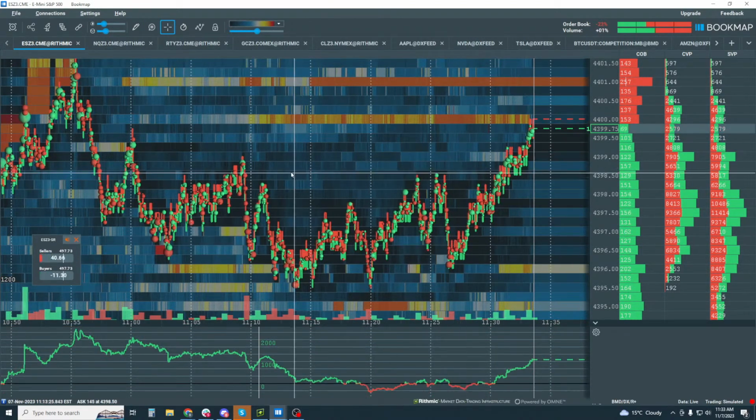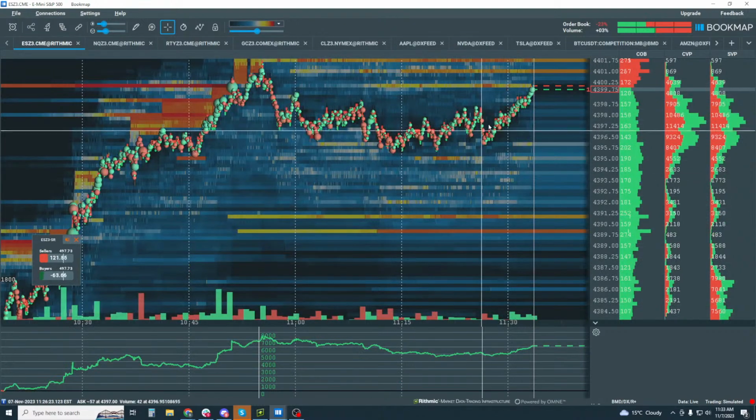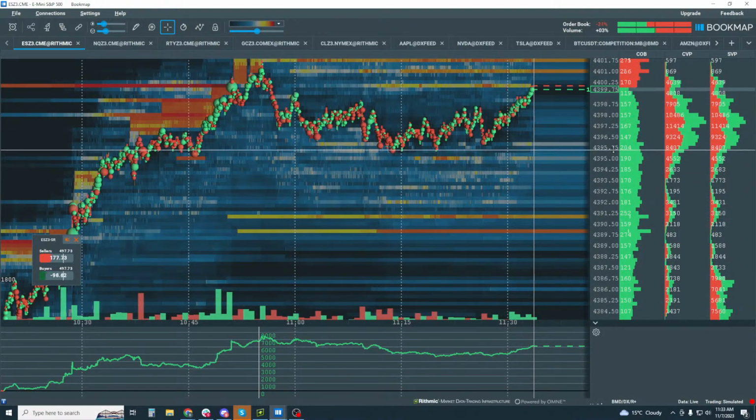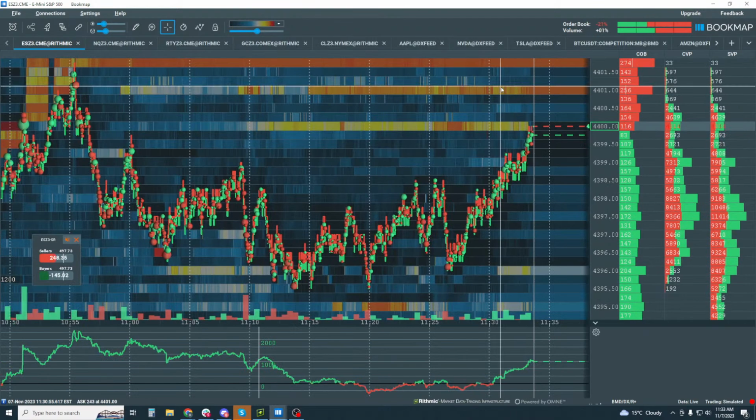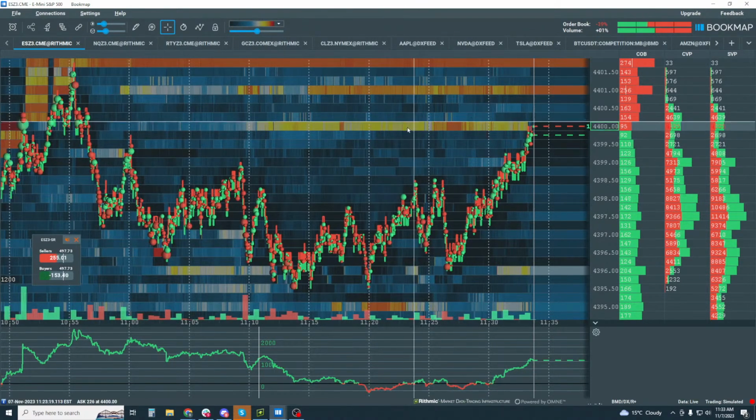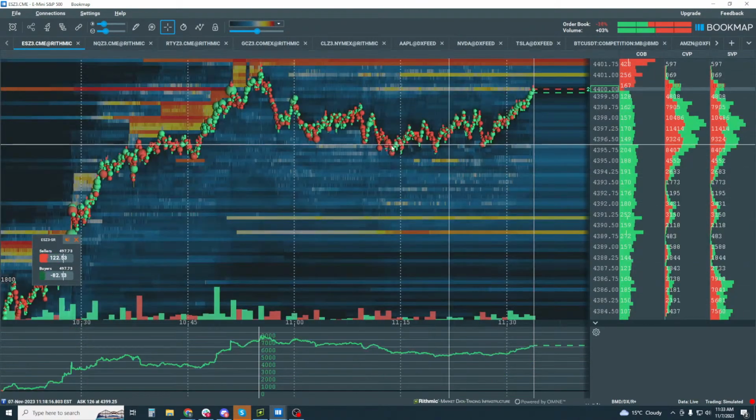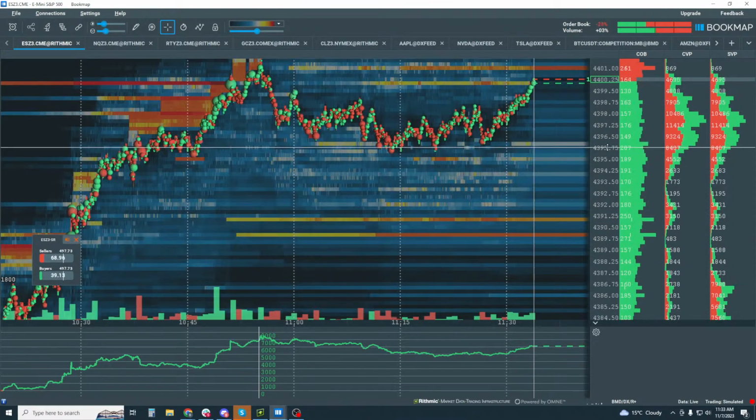So this took a long while to play out. We're up at 4,400. I'm still looking for it to continue. Our measured move would be up into about 4,401. So still looking for it to continue here.